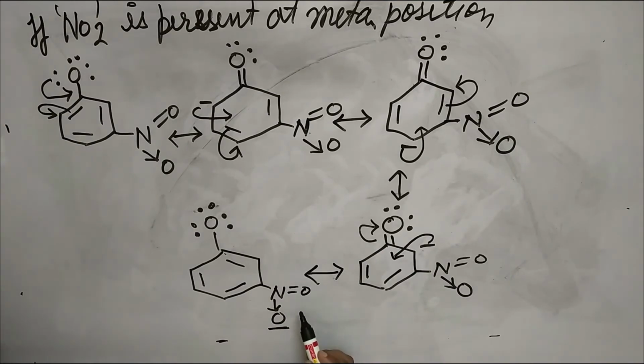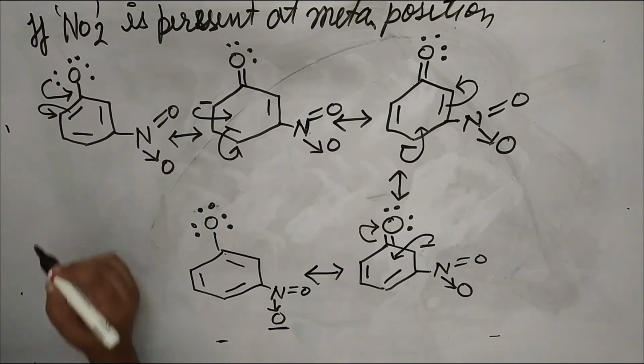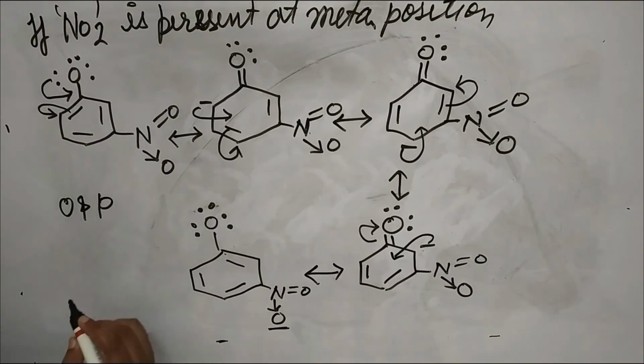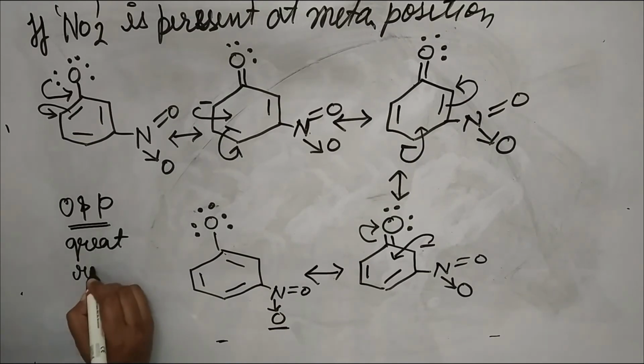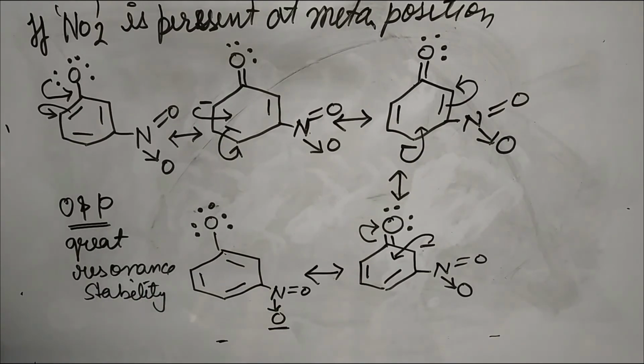While we have seen that in case if nitro group is present at ortho and para position, the delocalization of electrons will occur on the nitro group also. So here at meta position, the nitro group does not contribute in the conjugation of phenoxide ion. So due to which we can say that there is greater resonance stability at ortho and para position as compared to meta position. So at ortho and para position, there is a great resonance stability. But in case of meta position, the nitro group does not contribute much to the benzene ring.